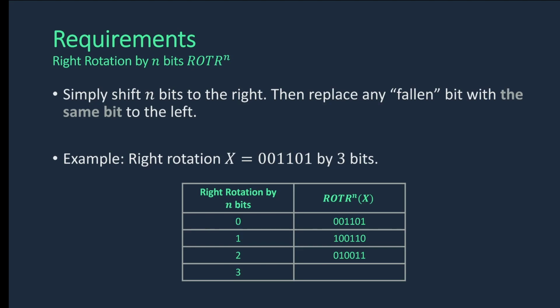And then same thing again for rotation by 3 bits. Now we have a 1 to the right. Again, we're going to bring the 1 to the left and push the remaining bits one place forward.